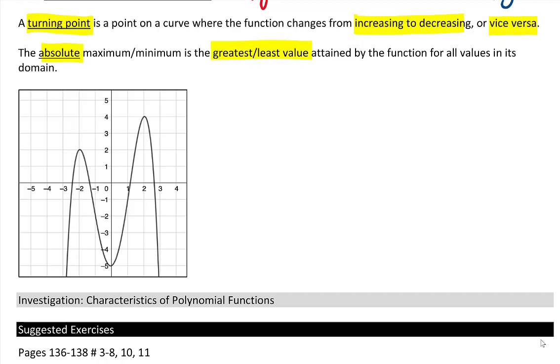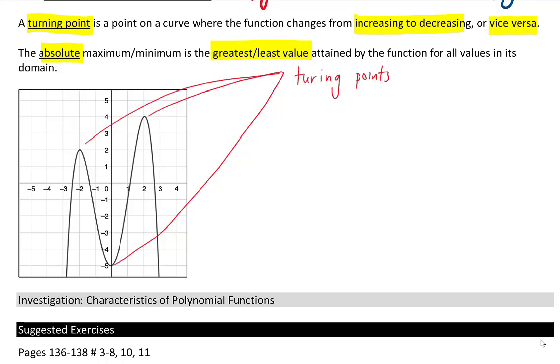So let's identify some of the key points here. We have 3 turning points for this graph. We see that the function goes from increasing to decreasing, decreasing to increasing, and increasing to decreasing. So those are our 3 turning points. These would be points where we have a local max or local min. Shown here is what we call the absolute max. For this graph, we do not have an absolute minimum because this graph would continue on in the negative direction.